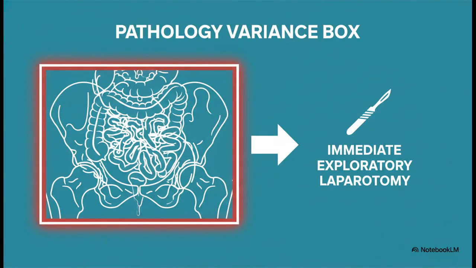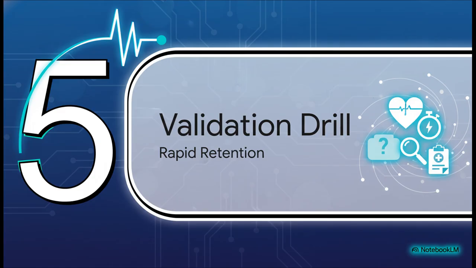Here is your trauma pathology variance box. If you shoot your cystogram and that contrast dye begins to outline the loops of the small bowel, you have an intraperitoneal rupture. That right there is the ultimate radiographic trigger. You are wheeling that patient straight to the OR for an exploratory laparotomy. No questions asked.